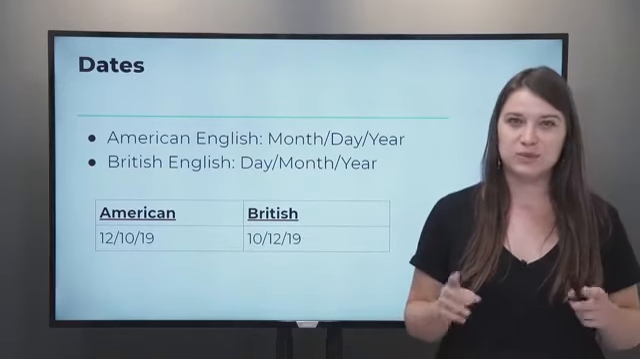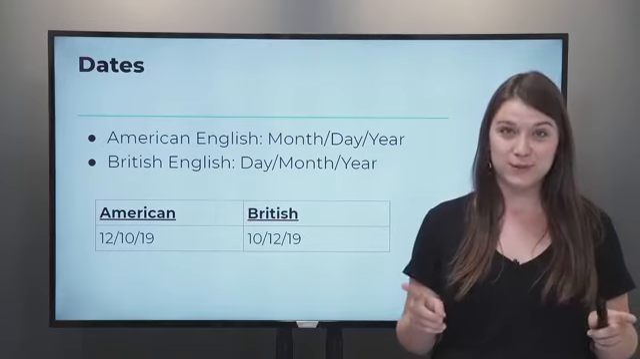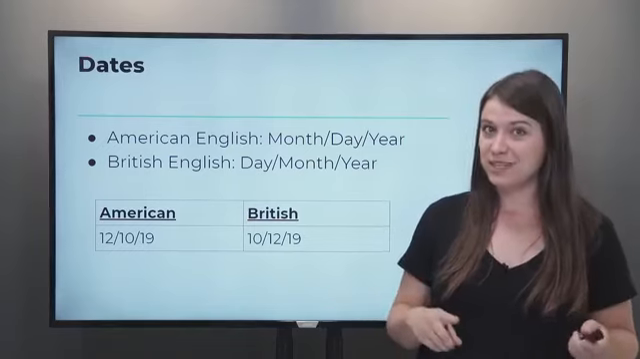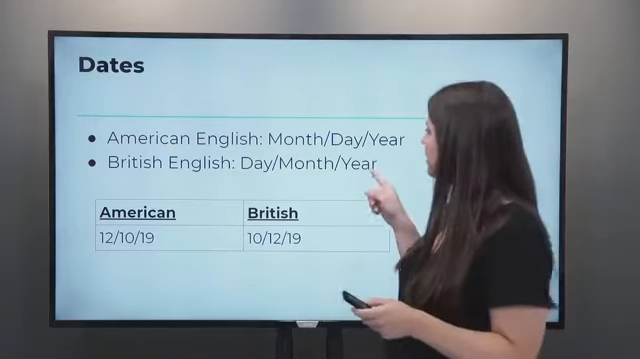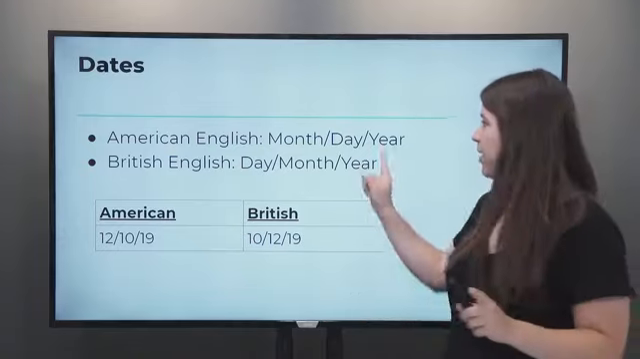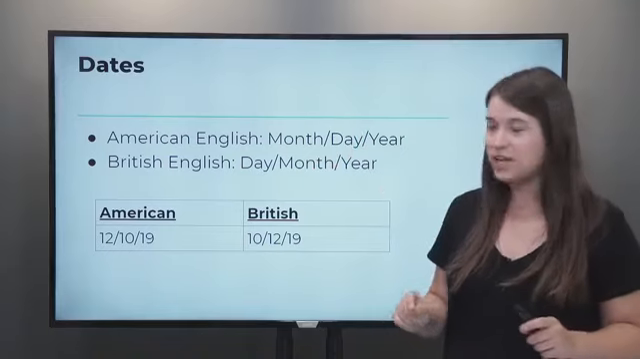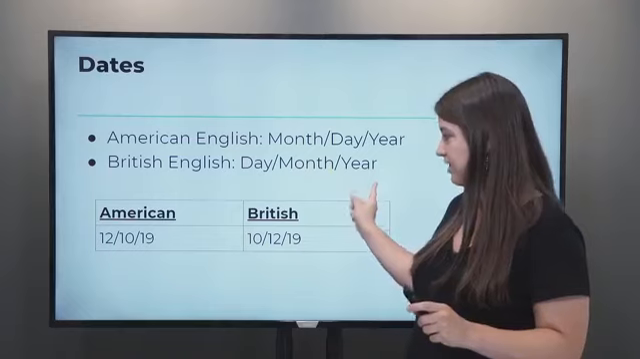Okay, now let's look at how we write the date. This is something that's really important because it can be very confusing and you want to make sure you know which one is the month and which one is the day, okay? So in American English, we write it in the following way. First the month, then the day, then the year. In British English, it's the day, the month, and the year, okay?